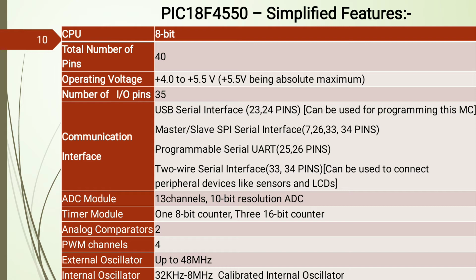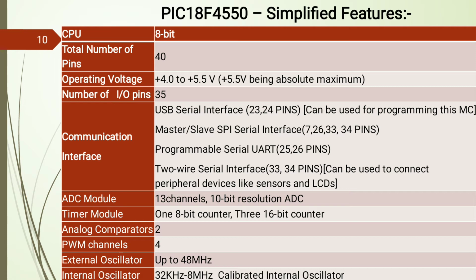After that, in communication protocols, the USB serial interface is enhanced, which is available at pin number 23 and 24. This USB feature is not available in lower versions of PIC microcontroller. So here it is available. MSSP is also available. Programmable USART is there. 2-wire I2C is available, and again SPI is also available. Next feature is 13 channels of 10-bit resolution ADC. In the previous case it is 8 channels, or in the 28 pin IC it is 5 channels.